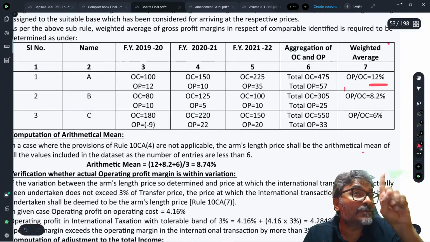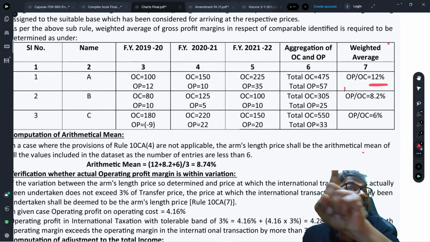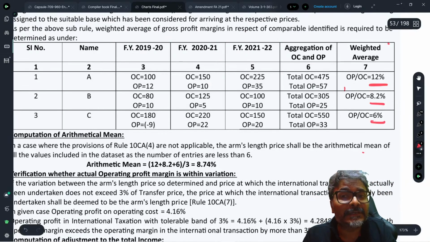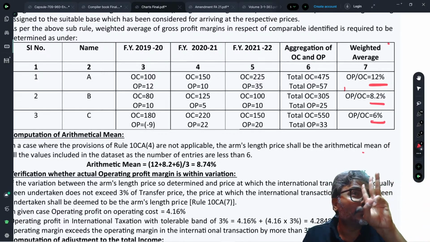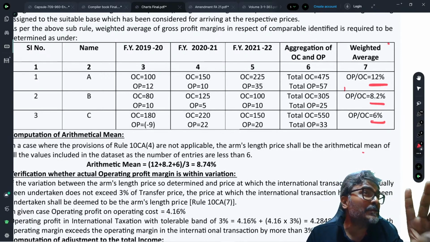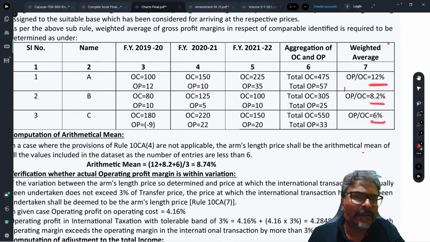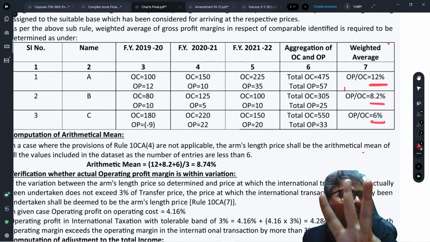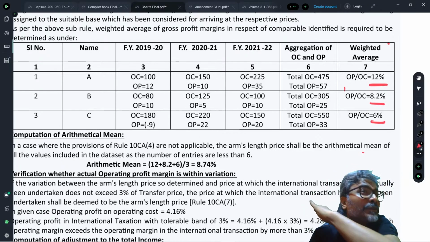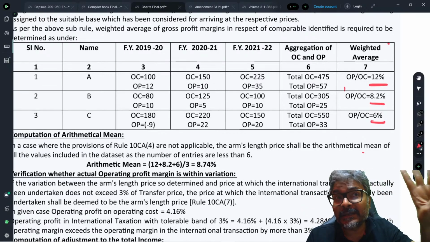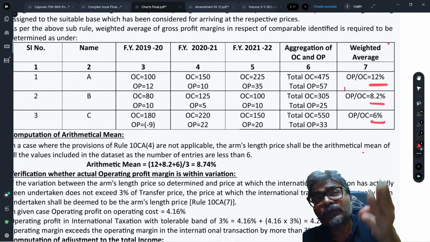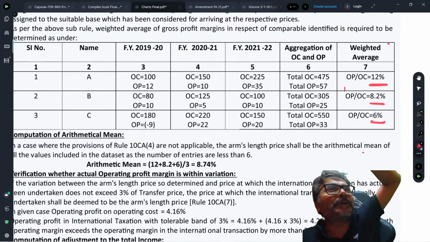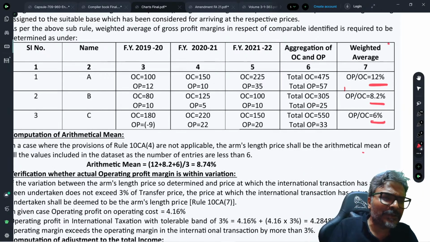This margin is not based on the single year data. The margin, students, in these 3 methods should not be determined on the basis of a single year data. The margin that has to be determined in these 3 methods will be based on the 3 years data. So the 3 years data should be considered to develop the margin of the comparable transaction. Now please pay attention in the examination.